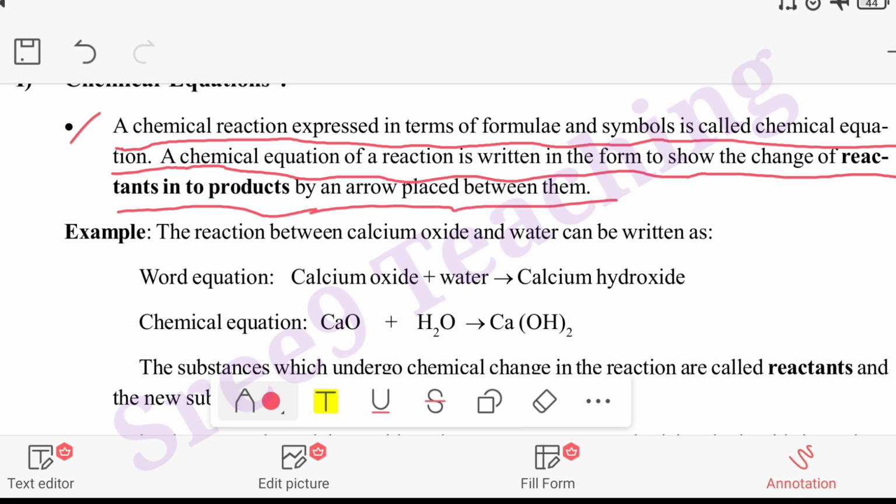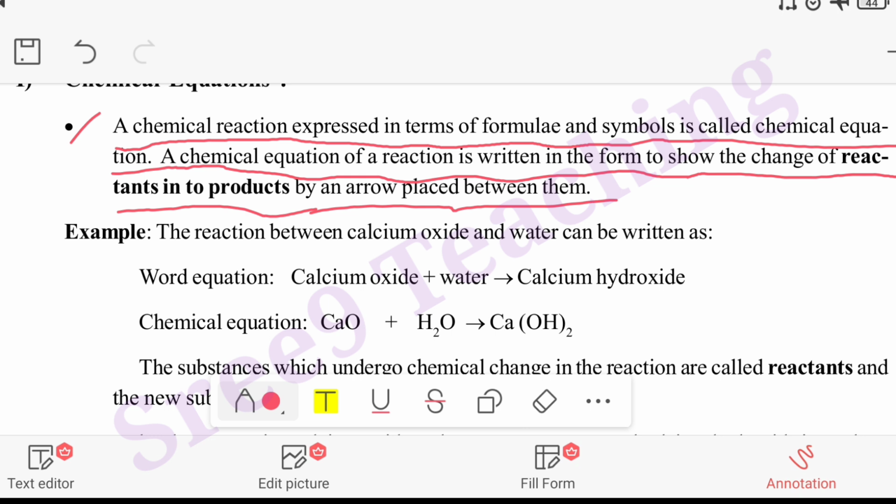Here, in the chemical reaction, we write the formulae or the symbols of the substances which are undergoing a chemical change by placing a plus in between them, and then we write an arrow. The arrow shows that a chemical change is going on, and on the right side of the arrow we write the formulae and symbols of the substances which are formed after the chemical change or chemical reaction.